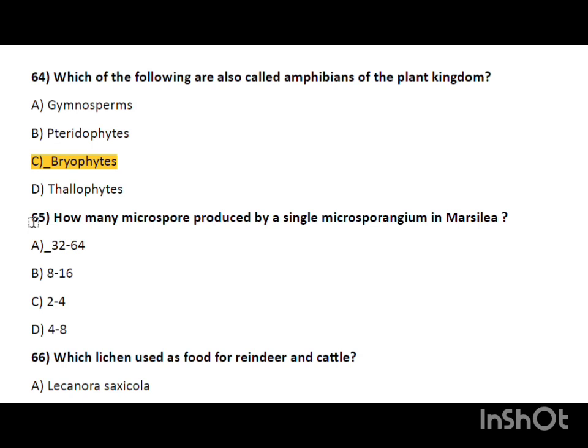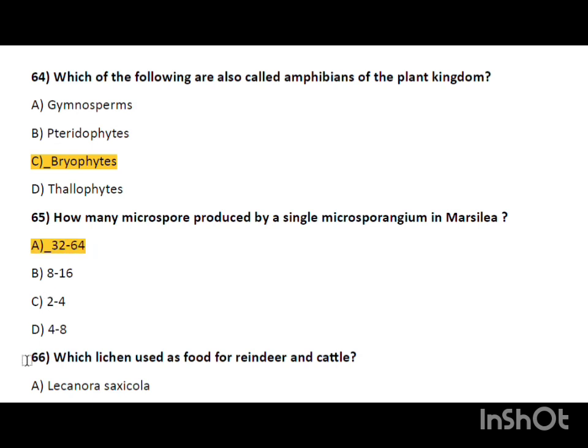Then question number 65. How many microspores are produced by a single microsporangium in Marsilea? Option A 32 to 64, option B 8 to 16, option C 2 to 4, option D 4 to 8. Correct answer is option A 32 to 64.